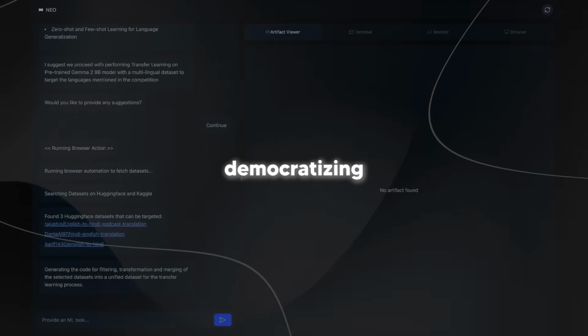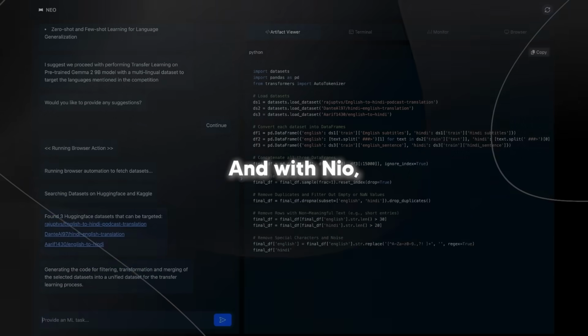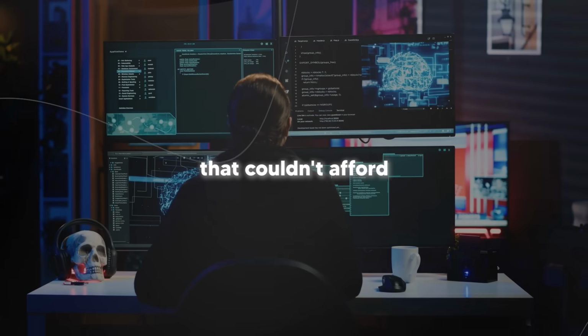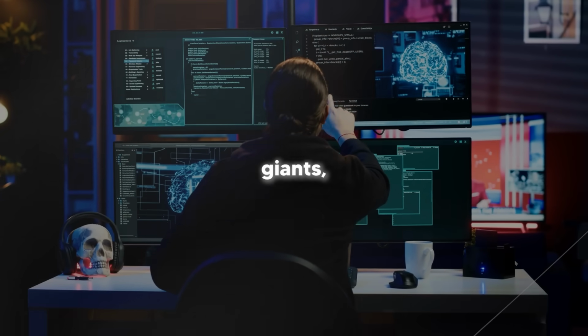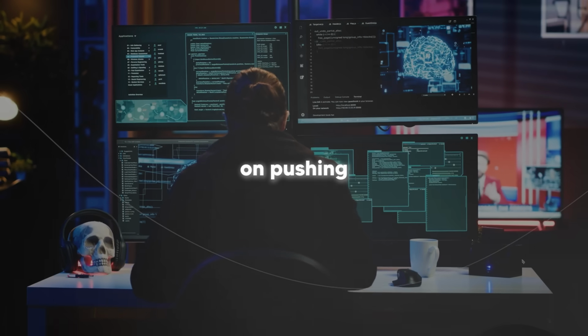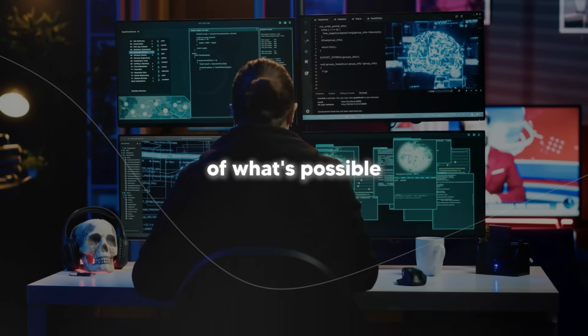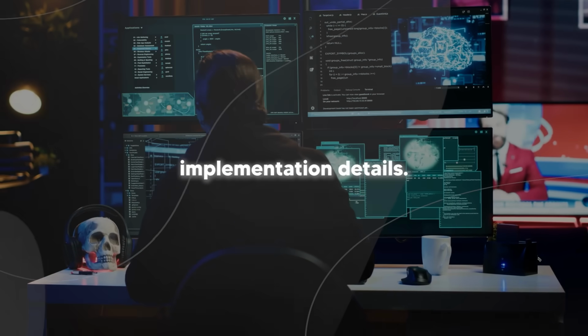It's about democratizing AI development. And with Neo, smaller companies that couldn't afford large teams of machine learning engineers can now compete with tech giants. And researchers can focus on pushing the boundaries of what's possible instead of getting bogged down with technical implementation details.